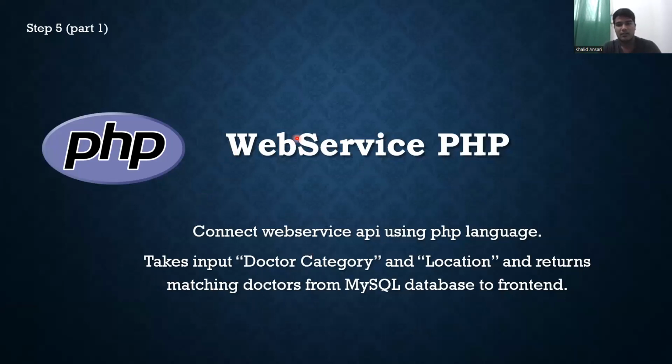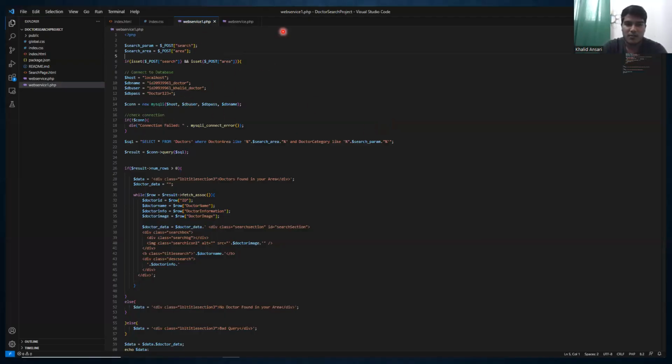And then finally, we connect the web service API using the PHP language. Basically, what this does is we take input like doctor category and location, it searches the database, and then it returns to the front end. So this is my web service PHP code.